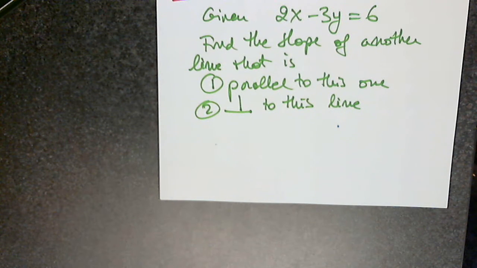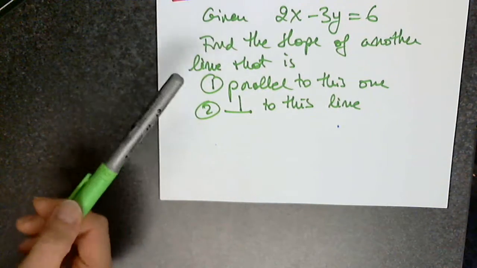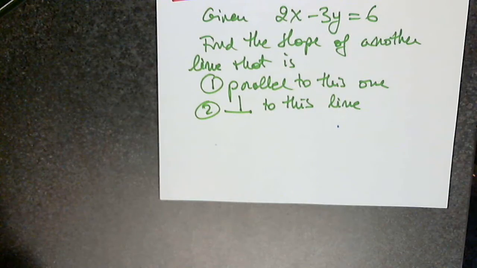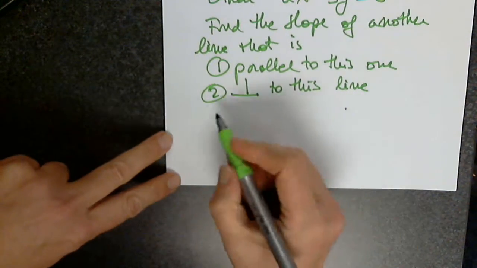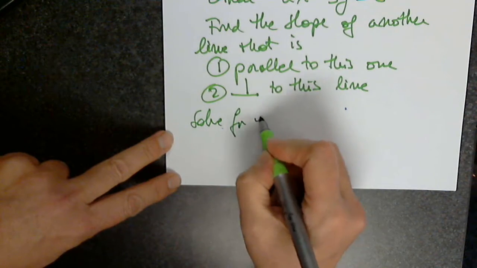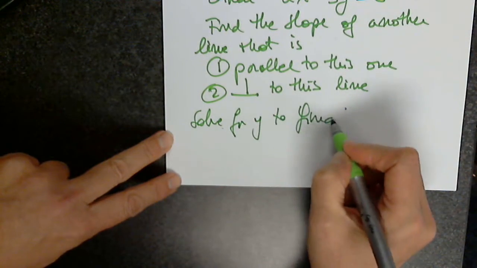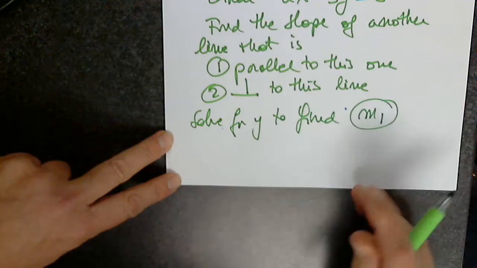Y equals mx plus b. Why would I solve this equation for y? Because I need to determine the slope of the given line, and then I will determine these two. So first, indeed, I have to solve for y, so solve for y to find M1.